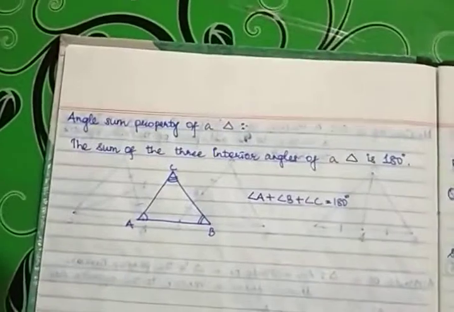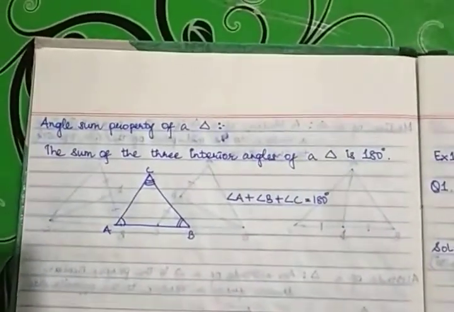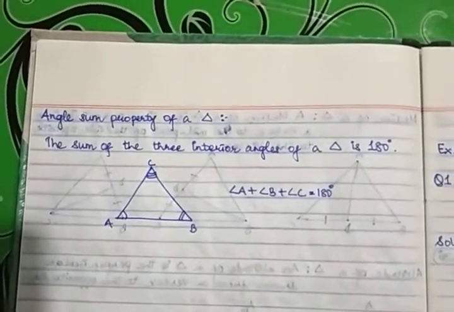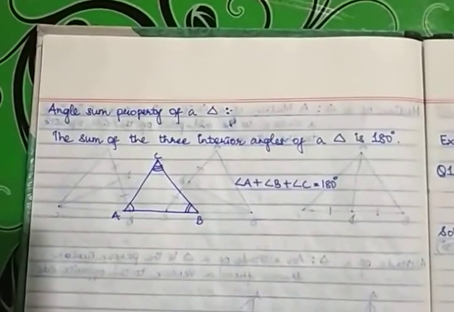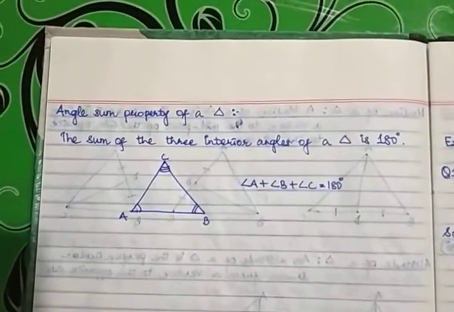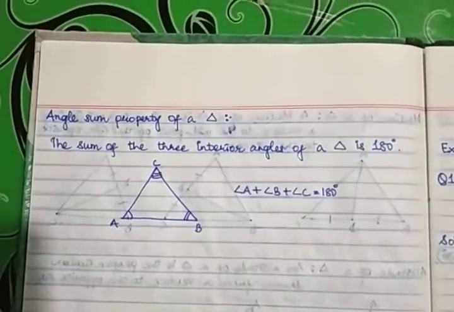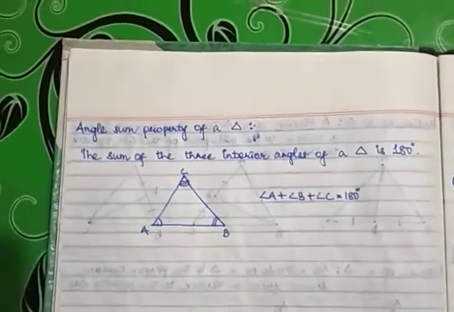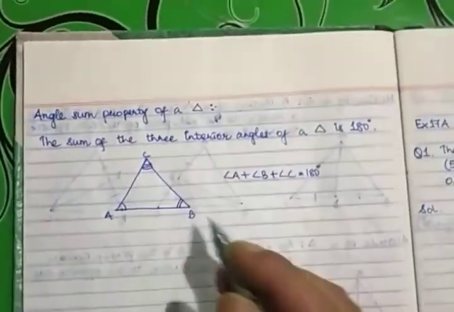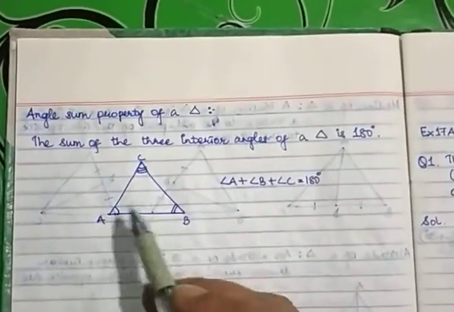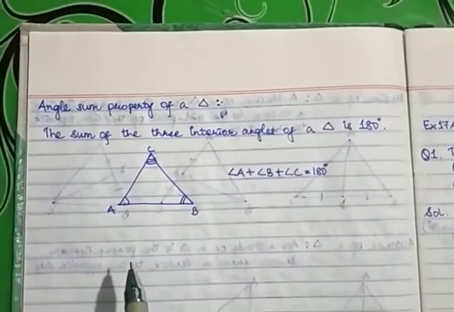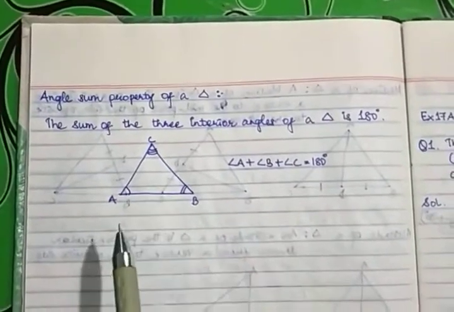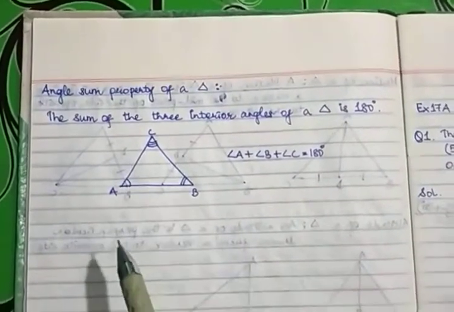Okay, so the last topic for today from the basic part here is the angle sum property of a triangle. Now this one is very important. So the sum of three interior angles of a triangle is 180 degrees. According to the angle sum property, when we add all the three interior angles of a triangle, we'll always get 180 degrees. Okay, it's a simple property, and there will be lots of calculations with this one as well.